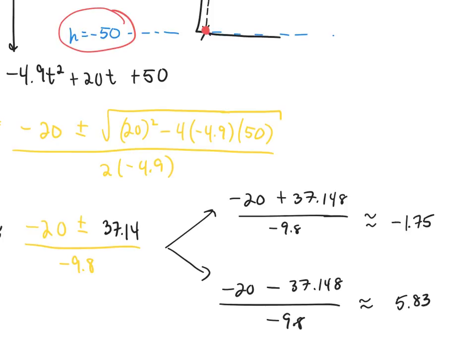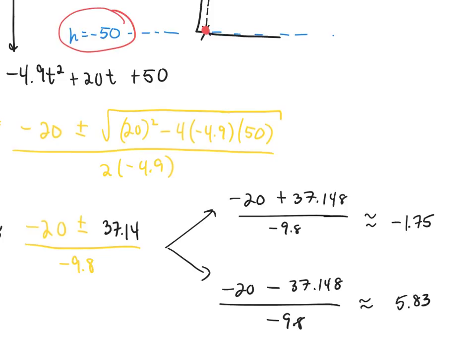Okay, around 5.8. So I've got two answers here for the time it takes this projectile to land on the ground. It started on a cliff height, which is called the desk right here, the cliff. It was launched up, it turned around, it went all the way back and hit the ground. Did it take negative 1.75 seconds, or did it take 5.83 seconds? What do you think?